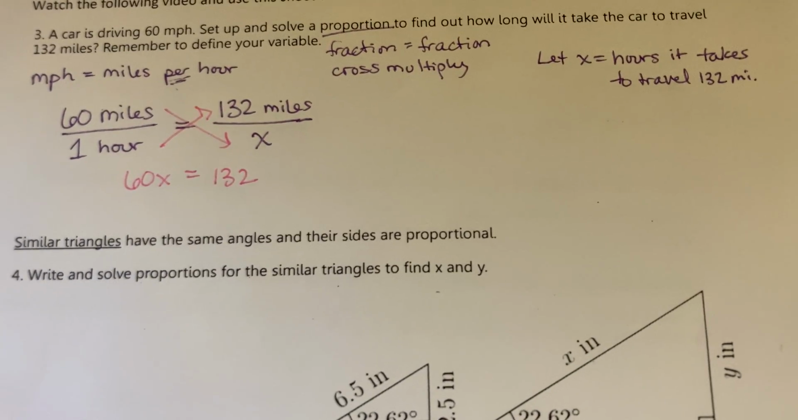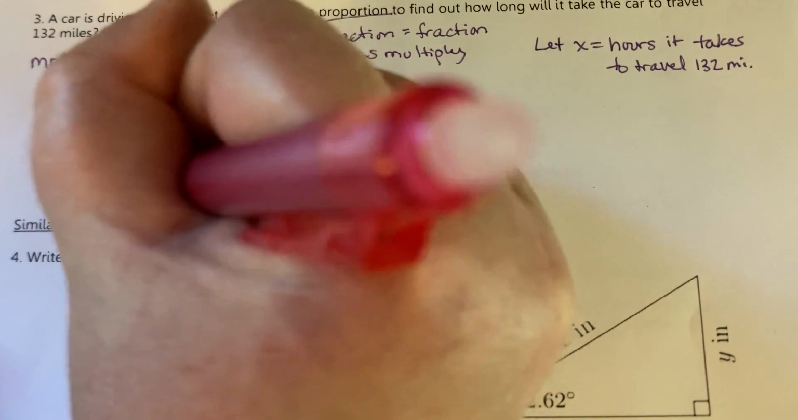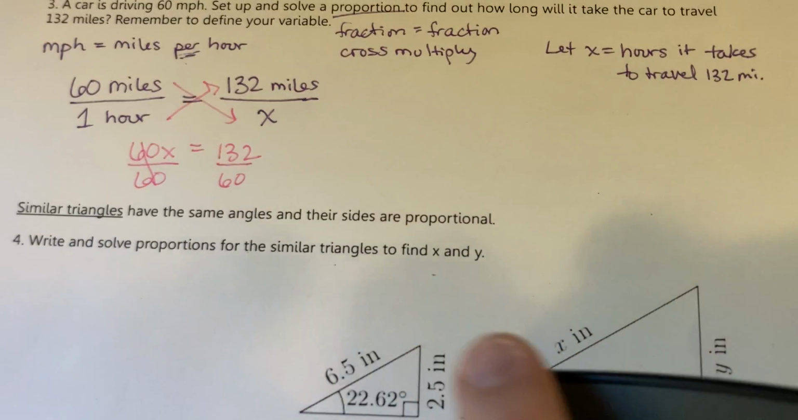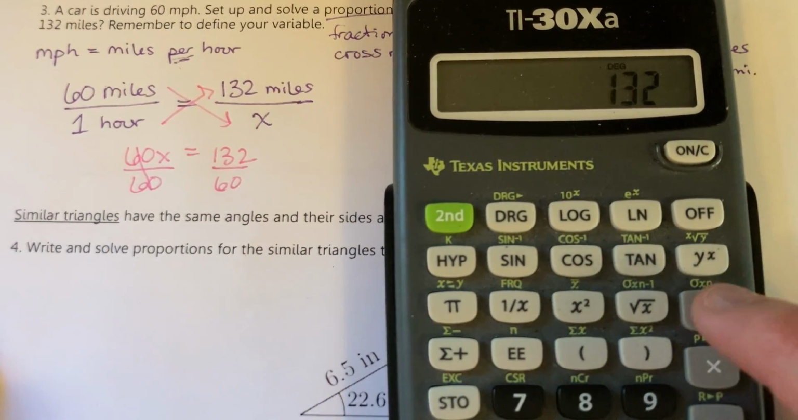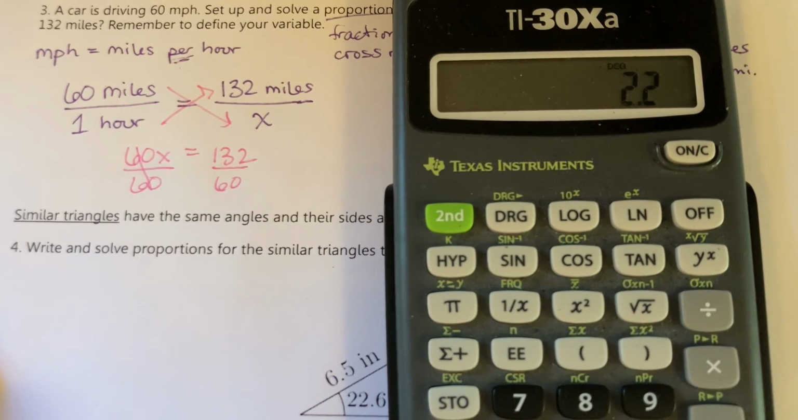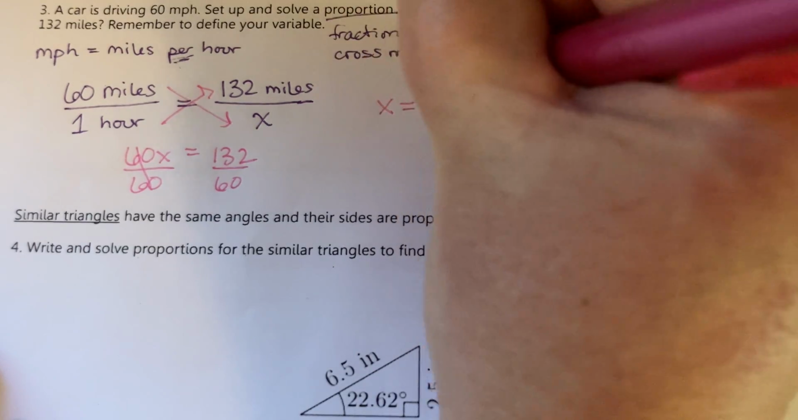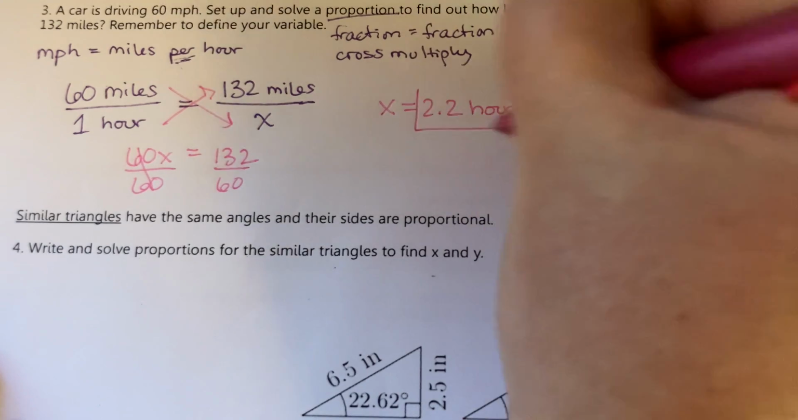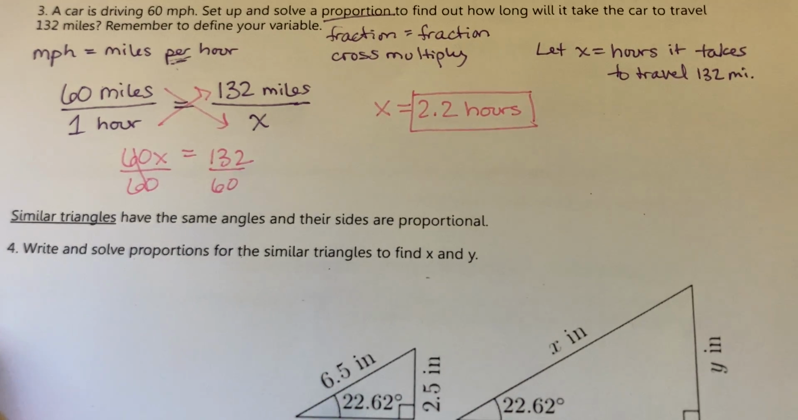And this is a pretty easy equation. So let's solve for x by dividing both sides by 60. We undo multiplication with division, and in word problems, always okay to use a calculator. 132 divided by 60 equals 2.2. So x equals 2.2 hours. Not bad. Hopefully you agree. All right, let's try another one.